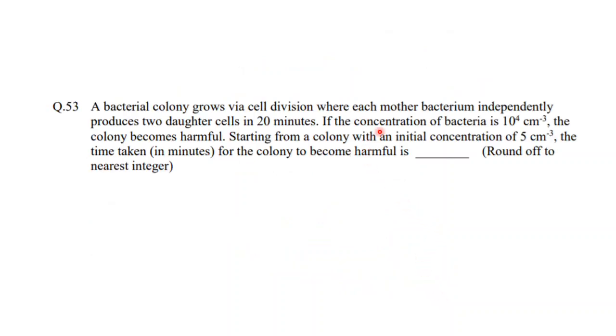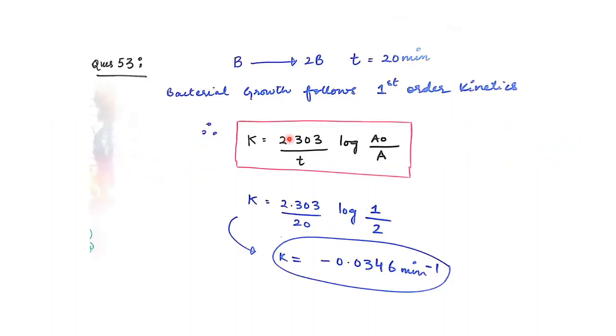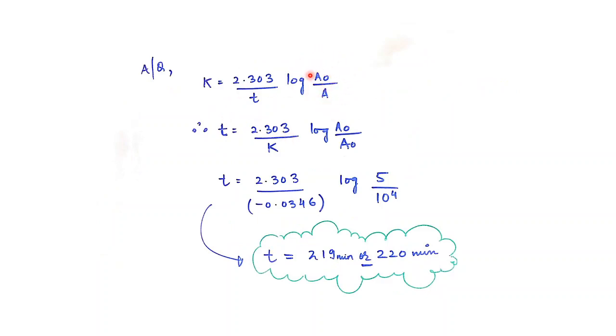Now the next part of the question says that we took the initial concentration of the colony as 5 per cubic centimeter. If the concentration of the colony becomes 10 raised to the power 4, the bacterial colony becomes harmful. So we have to find the time for that process. The initial concentration of the bacterial colony is 5 per cubic centimeter. And the final concentration, it is not a naught, I'm very sorry for my mistake. It is a, so please correct this.